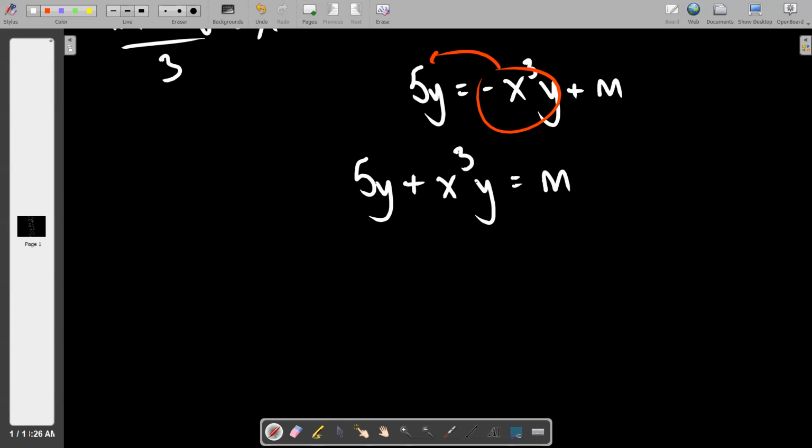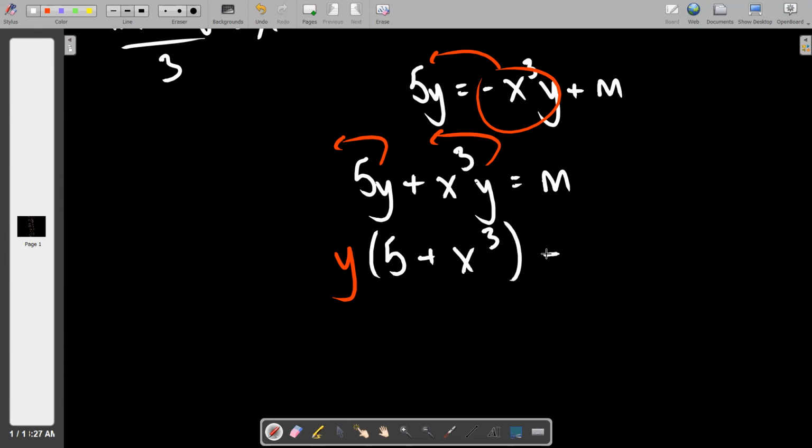Factor, the F word, factor. You might as well get used to saying that word, factor. When you pull something out like that, you're factoring. So I'm going to take the y out of here and out of here, and I'm going to place it out front and rewrite what would be left like this.